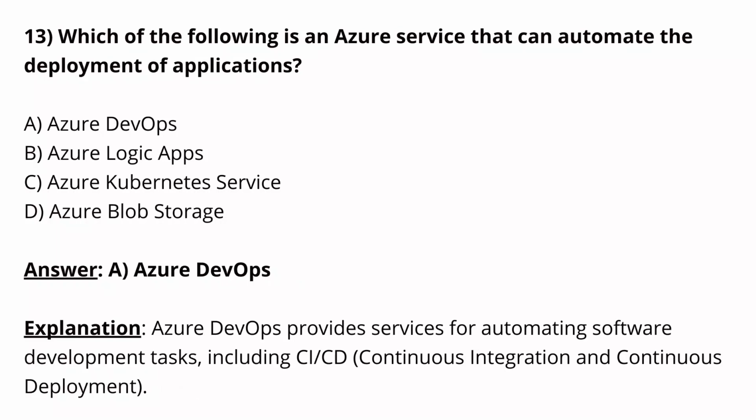Question number 13. Which of the following is an Azure service that can automate the deployment of application? Option A, Azure DevOps. Option B, Azure Logic App. Option C, Azure Kubernetes Services. Option D, Azure Blob Storage. So the correct answer is Azure DevOps. Azure DevOps provides services for automating software development tasks, including CI/CD, that's continuous integration and continuous deployment.